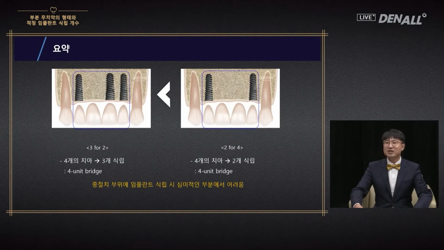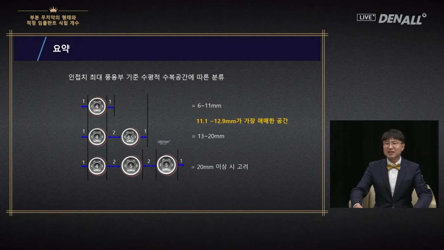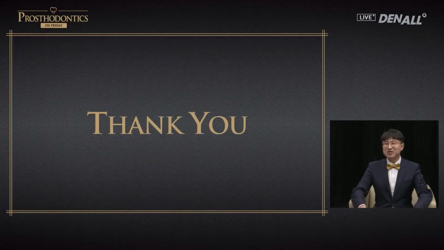I try to avoid placing implant in the central incisor area because there can be difficulty with the aesthetics, and if necessary, I use guides so that correct placement can be done. To wrap up, between the distance of 11.1mm and 12.9mm, I think long and hard. And apart from this, I follow the criteria that has been defined and make the same choice for all patients. Thank you for listening.